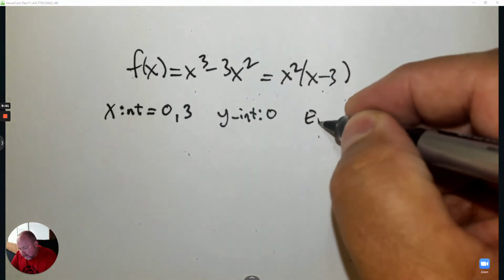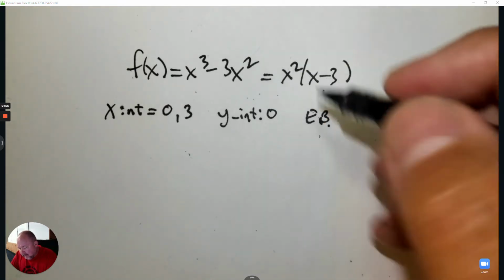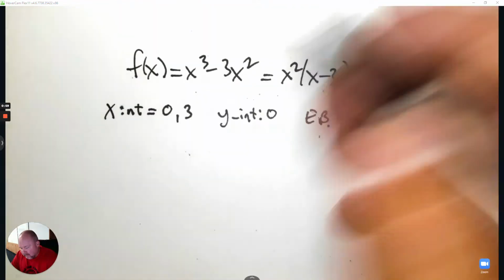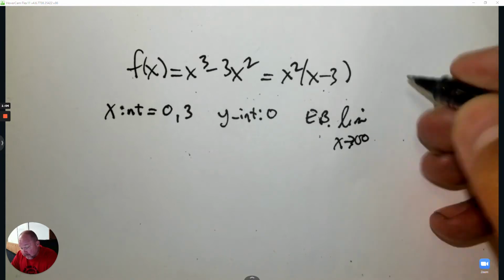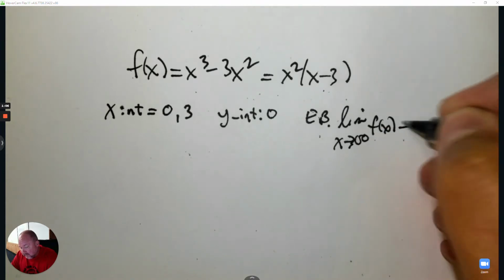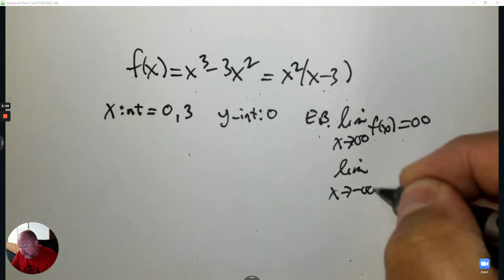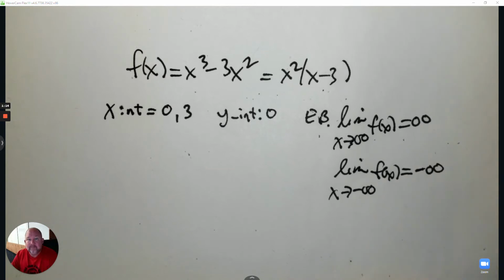The end behavior, how do I write that as a limit? So I know the power term is x cubed, so it goes up to the right and down to the left. So for the right end behavior, we write as x approaches infinity of f(x), and the right end goes up. And the left end behavior, as x approaches negative infinity of f(x), is negative infinity.